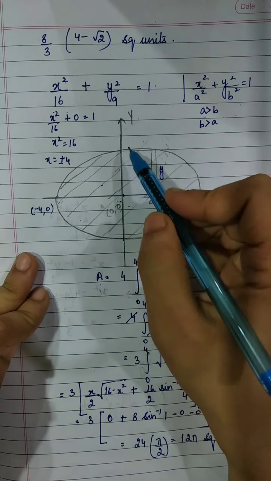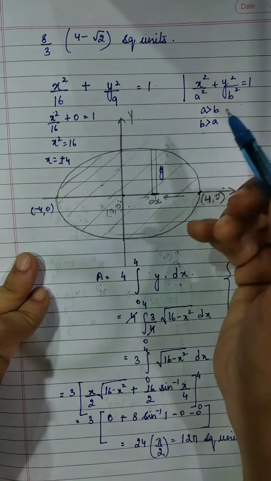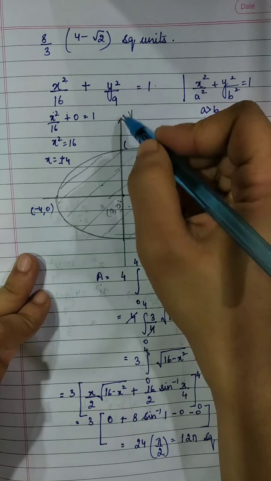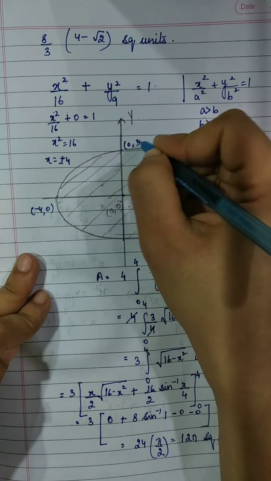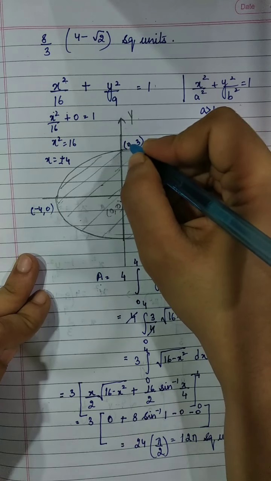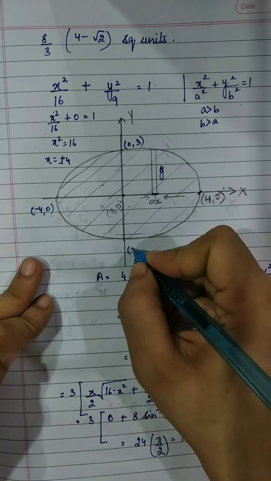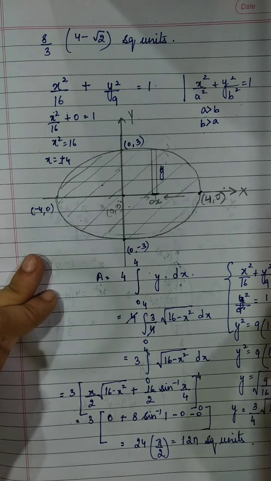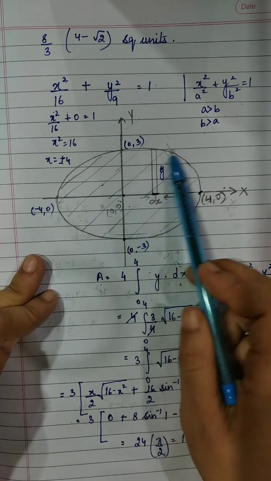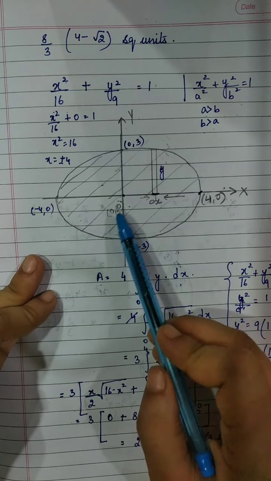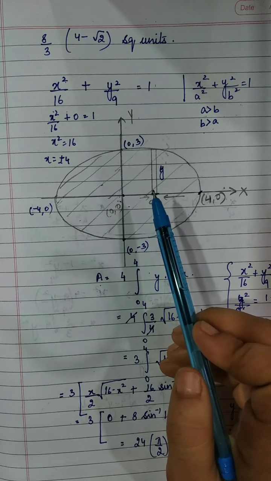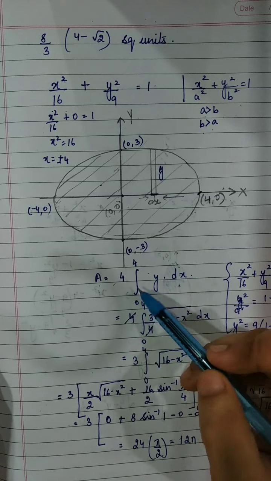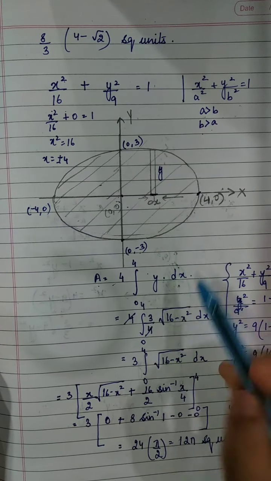Right? We are not concerned about these coordinates. Otherwise, even if we write, this coordinate would be, because on the y-axis, x coordinate is 0, so this will be 0, 3. And this point will be 0, minus 3. Right? Now, as I'm finding out this entire area, I can take the x coordinates as my lower and upper limit. So it will be 4 times the integral from 0 to 4, y into dx.